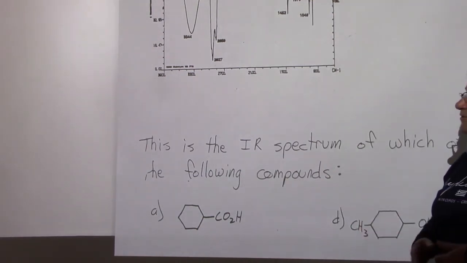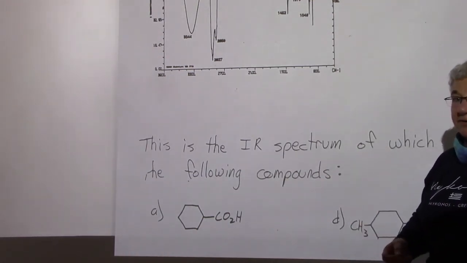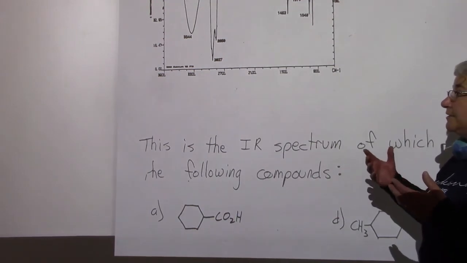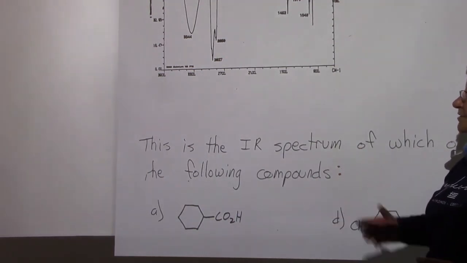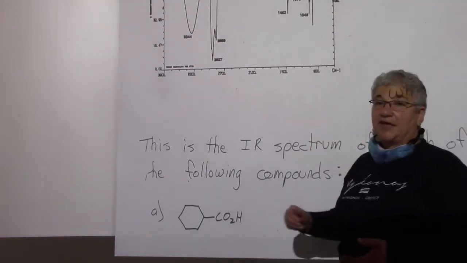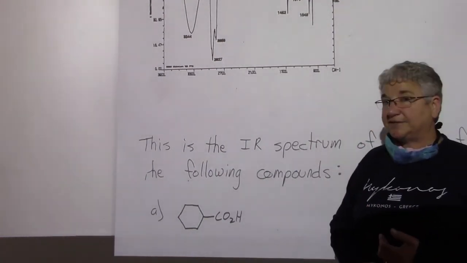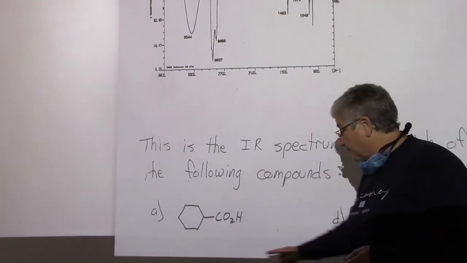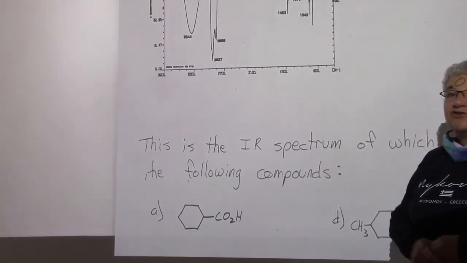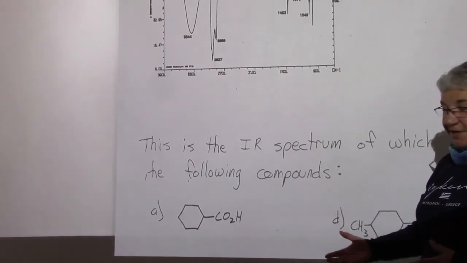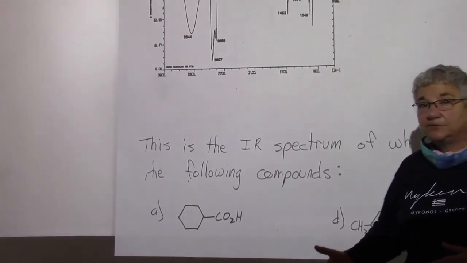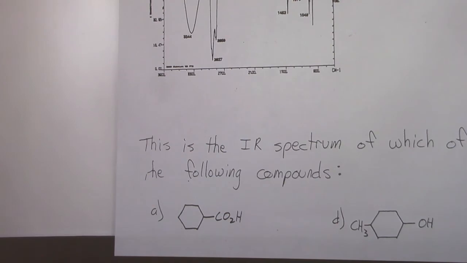And so I'm going to ask you to stop the video, and the way that you approach this problem, of course there are 2 ways, but I would look at the spectrum and say, what do I see and what don't I see? And then I would go through my choices and try to figure out what I should see and what I shouldn't see in each one of those molecules.